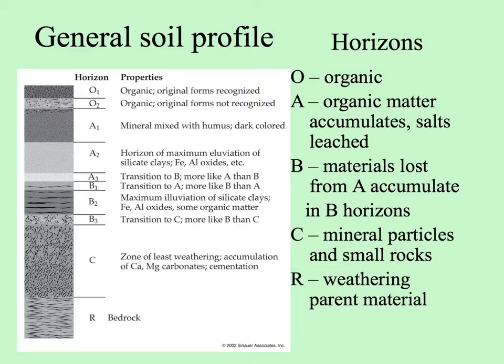Beneath the top organic layer, the A horizon is that in which the organic matter particulates accumulate and salts are leached. Then in the diagram on the left, more detailed, you can see soil scientists divide each layer into subunits, A1, A2, A3, etc. In the B layer, you have the accumulation of materials lost from the A horizon, and the B layer often has very bright orange or unusual colors. The C layer is the more sandy layer, often lighter in color, in which little particles and small rocks accumulate.